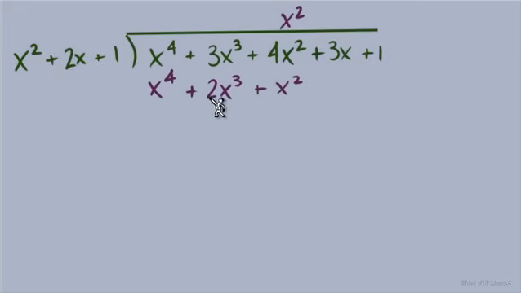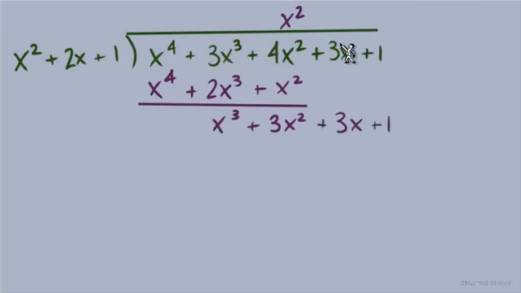X to the 4th, 2x to the 3rd plus x squared. This is a subtract. I usually like to flip signs and add, but we're dealing with all positives here, so this is not too bad. I can subtract those and not be too concerned about my signs. Bring down the 3x. I'll even bring down the plus 1. Might have to use it here.